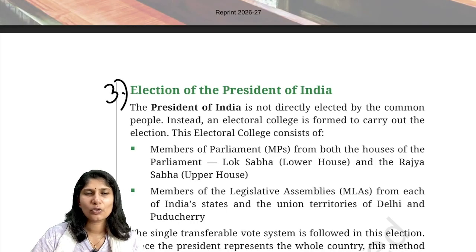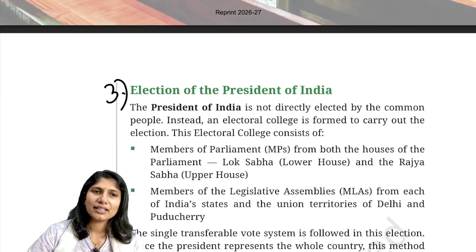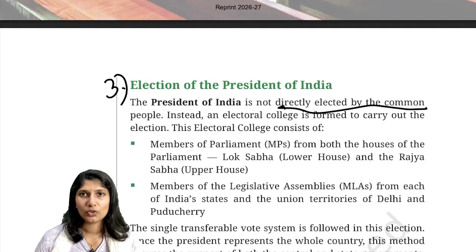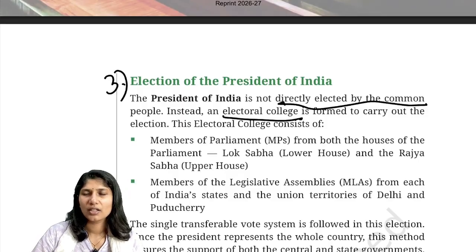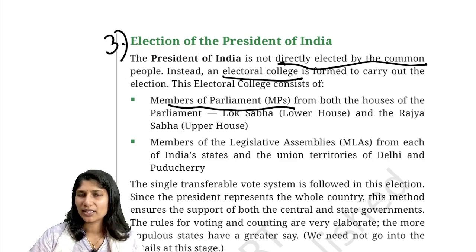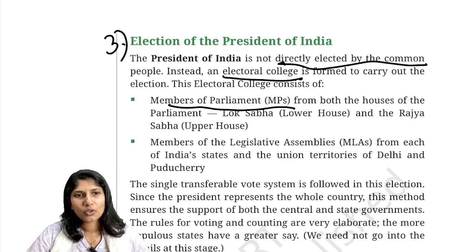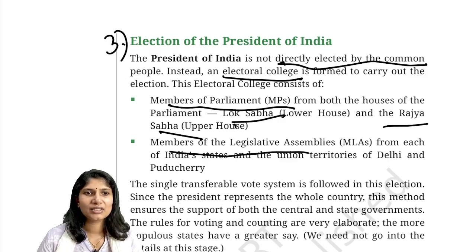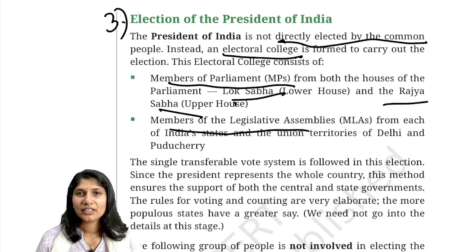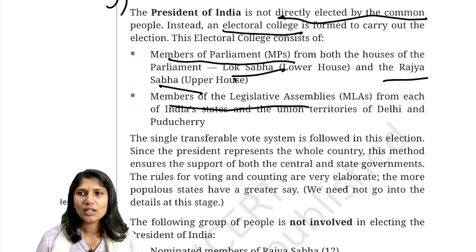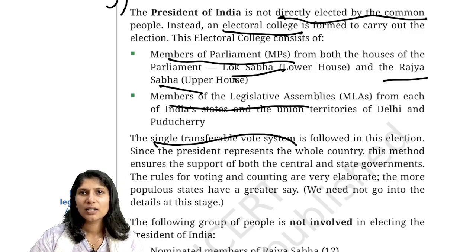Next, how is election for President of India conducted? Again, here also it is not directly elected by common people, but the election for President is through an electoral college. What is an electoral college? Elected members of Parliament, which means elected members of both Lok Sabha and Rajya Sabha, and also elected members of legislative assembly from each state and union territory which has a legislative assembly, that is Delhi and Puducherry. Here also single transferable vote is used, wherein they will rank the preference of all the candidates.